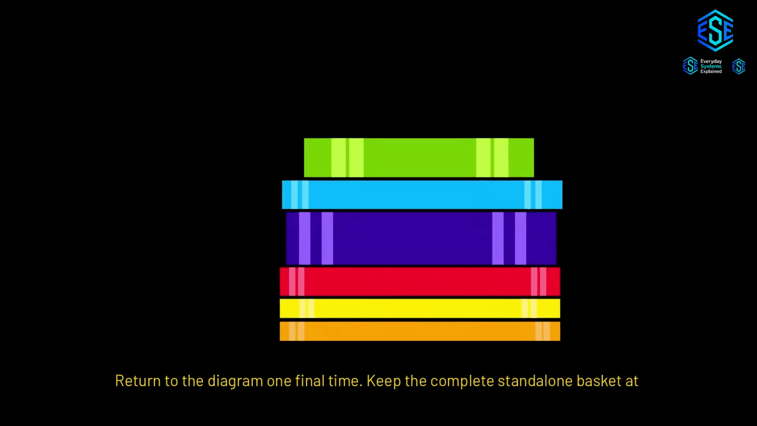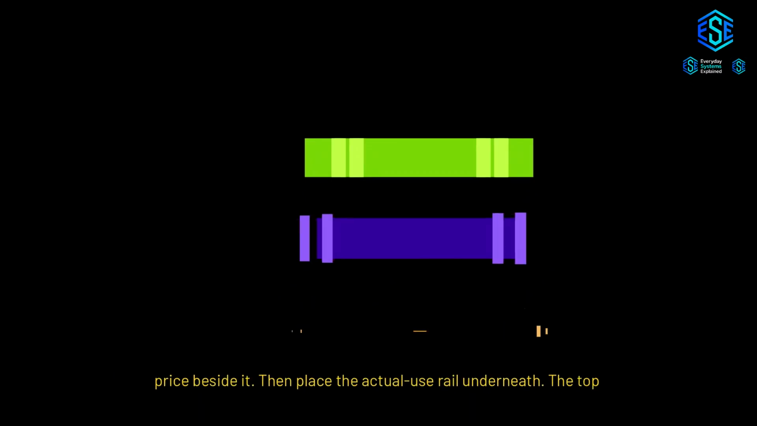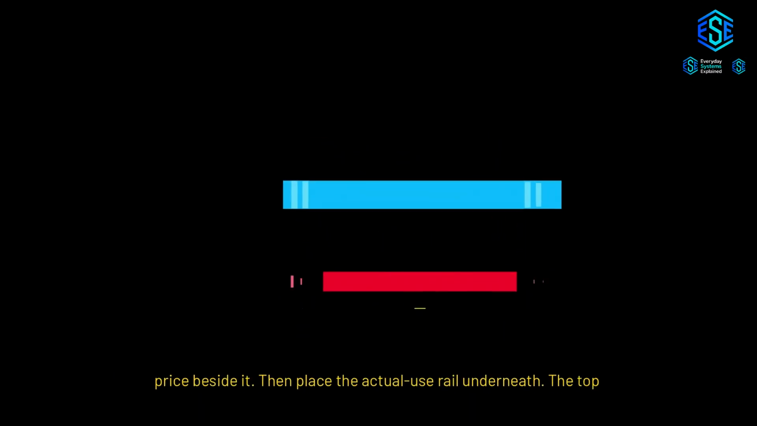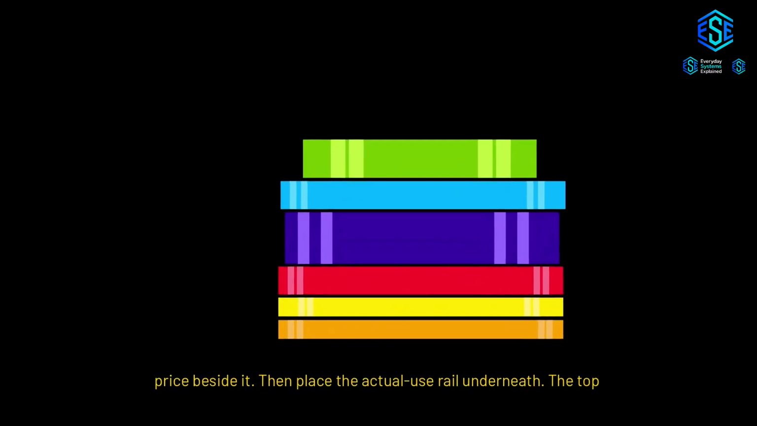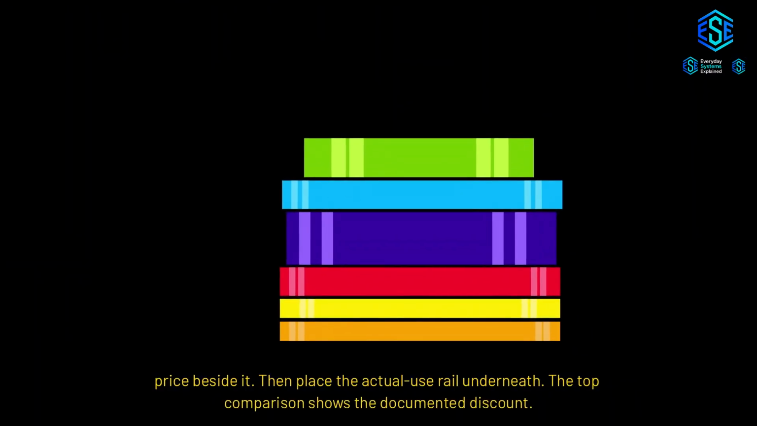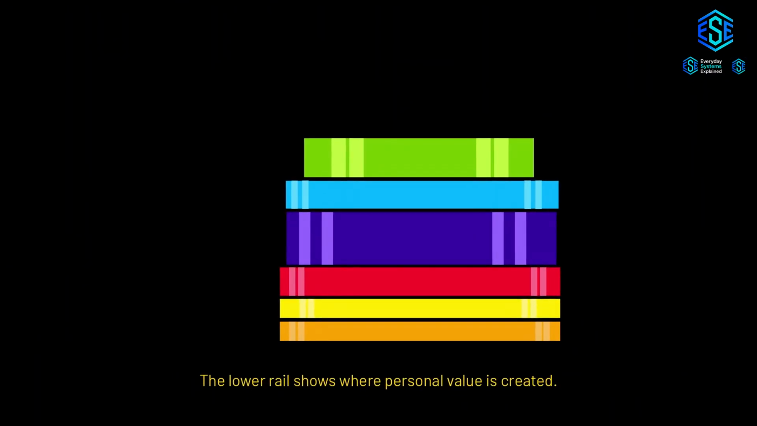Keep the complete standalone basket at the top. Keep the pooled bundle price beside it. Then place the actual use rail underneath. The top comparison shows the documented discount. The lower rail shows where personal value is created.